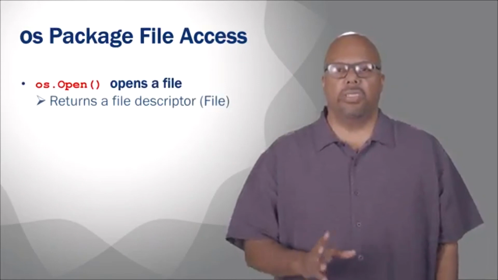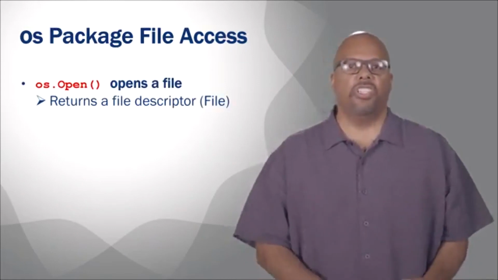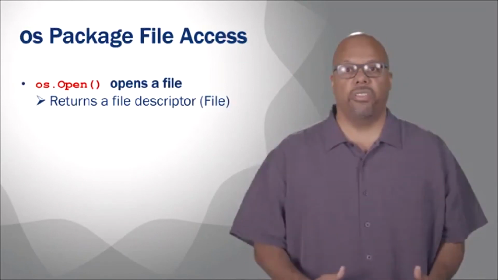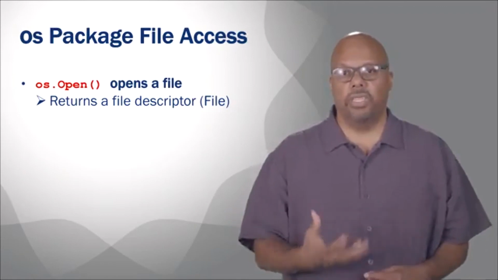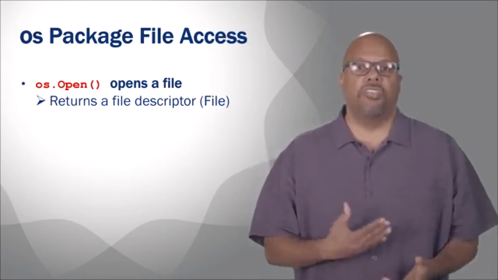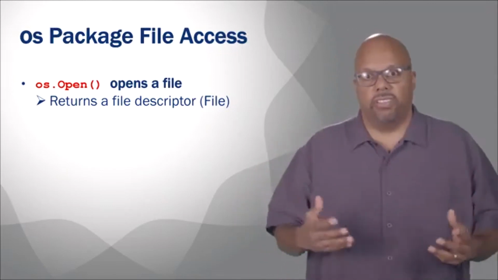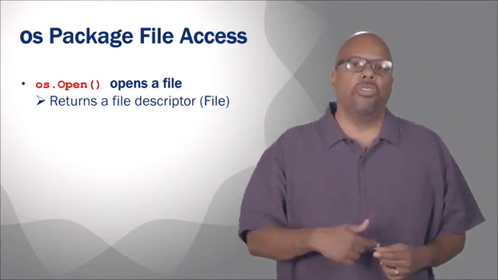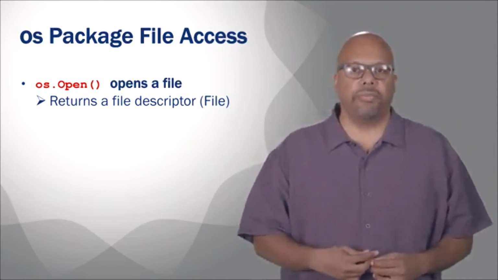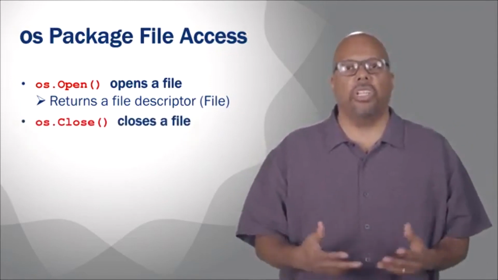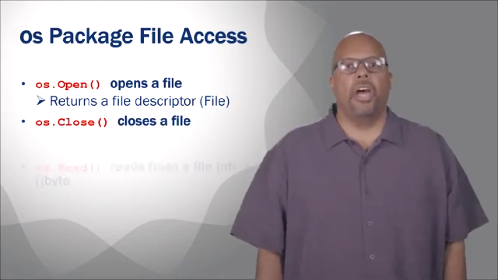So here are some of the functions in there. First, you've got os.open, that opens a file. You pass it the name of the file, and it'll return a file descriptor, a file struct, basically. Call it F, let's say. It returns a file descriptor that you can use to access the file. Now, os.close closes the file when you're done.